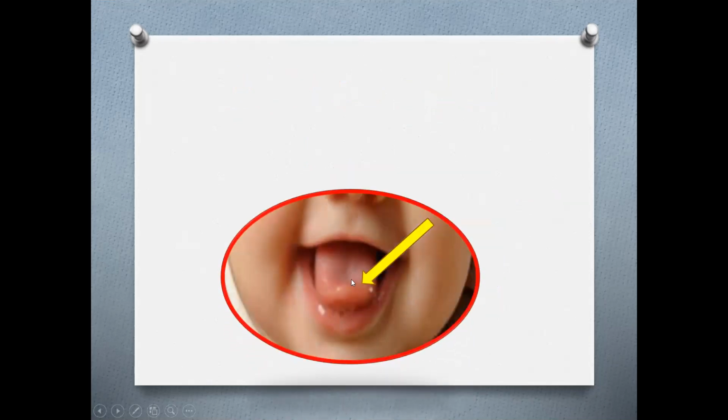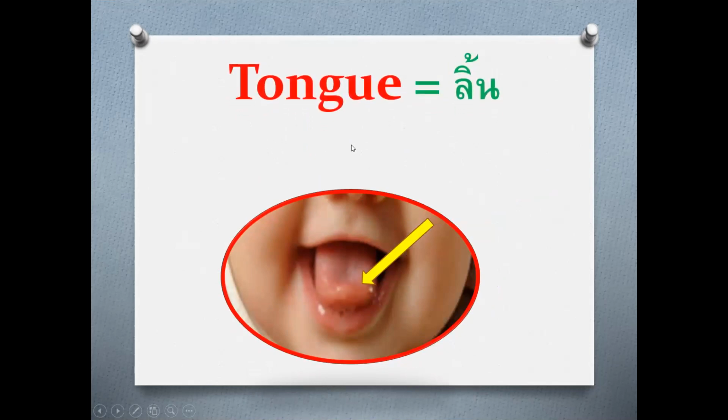Next, what picture is this? Very good. This picture is tongue. You can spell T-O-N-G-U-E. Tongue. Read Thai, see this picture and understand.